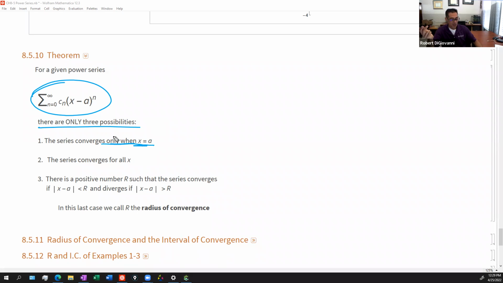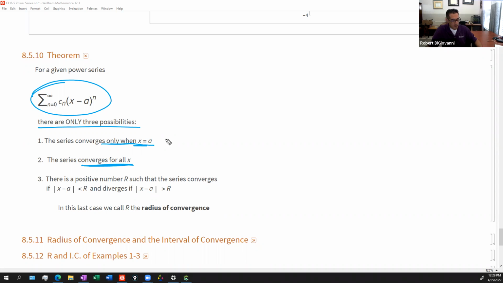The other possibility is that it converges for all X. That was our third example, right? It converged everywhere. Those are the best. Power series that converge everywhere are the best because there's no domain restrictions. They behave the way you want them to behave everywhere.